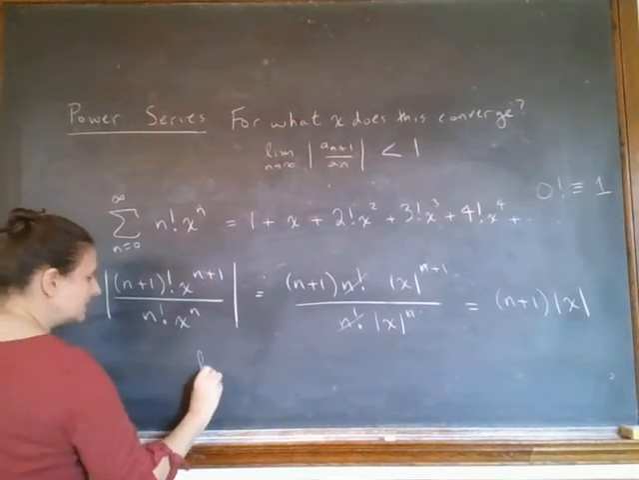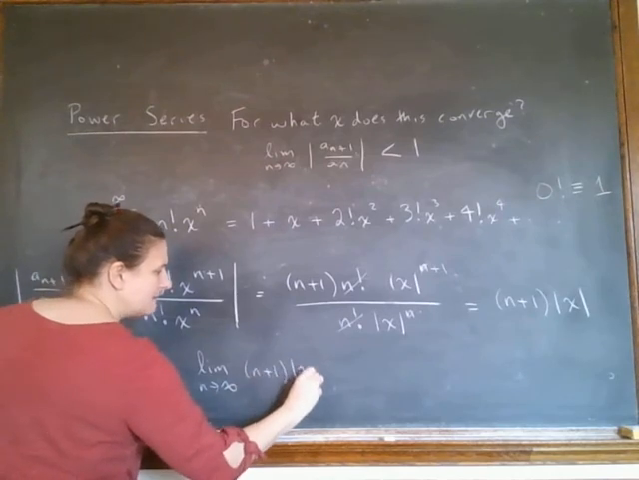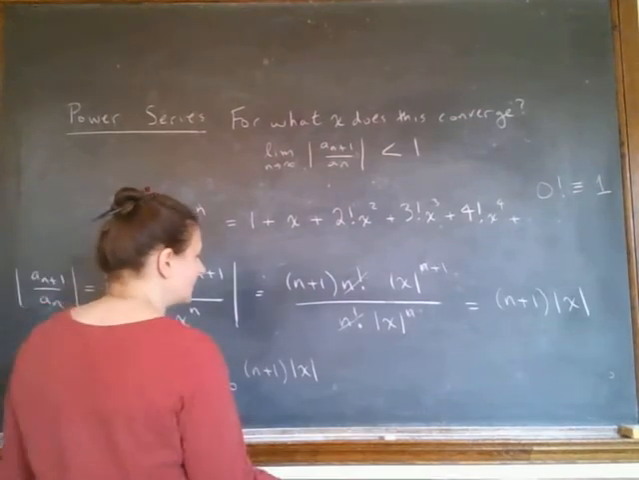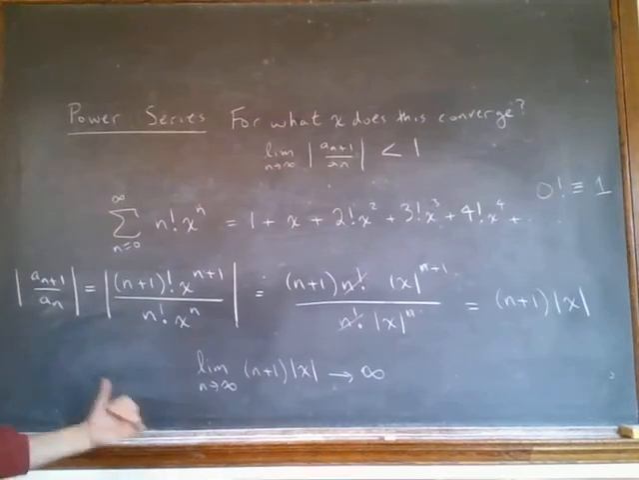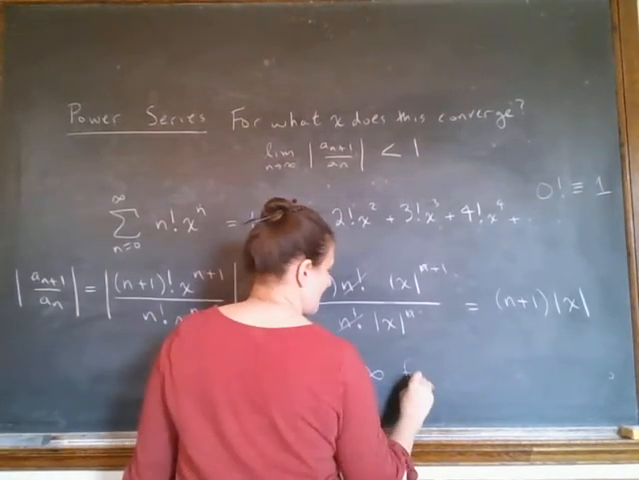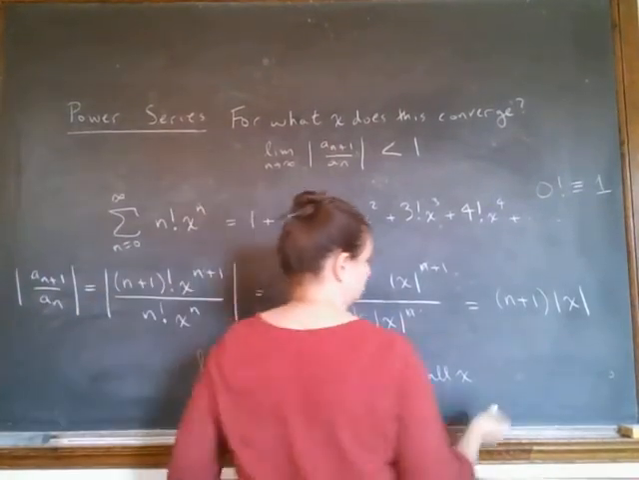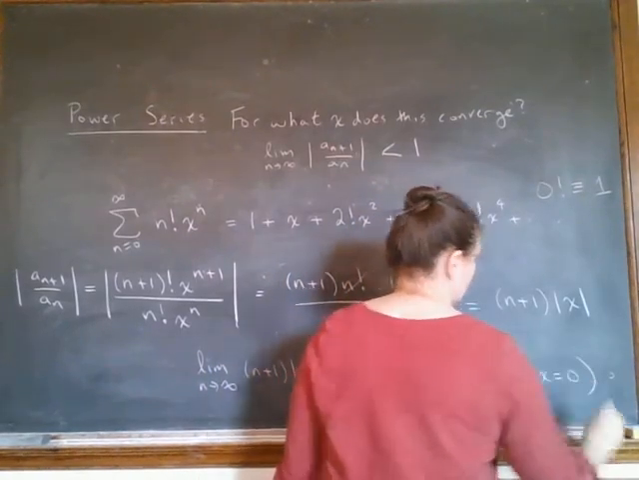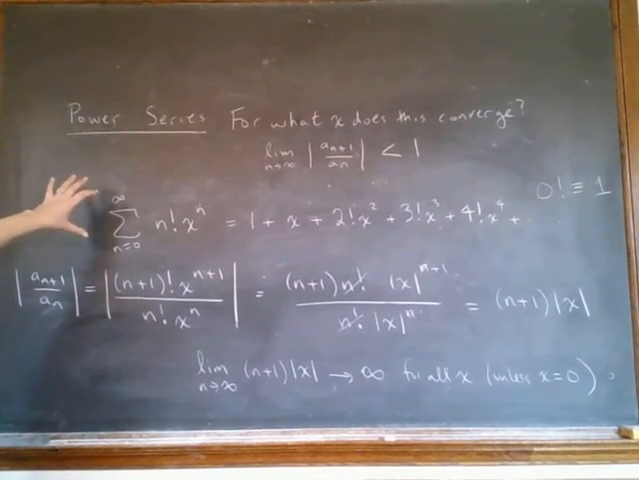So if I take the limit as n goes to infinity of n plus 1 times the absolute value of x, this is completely hopeless. This is going to go to infinity for any value of x except x equals 0. So basically, this thing diverges everywhere unless x equals 0.